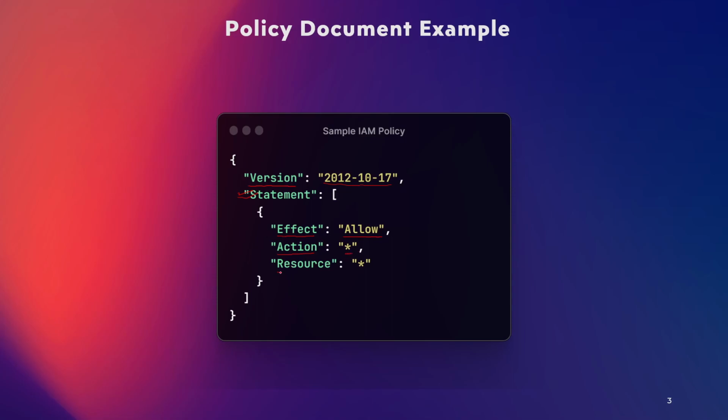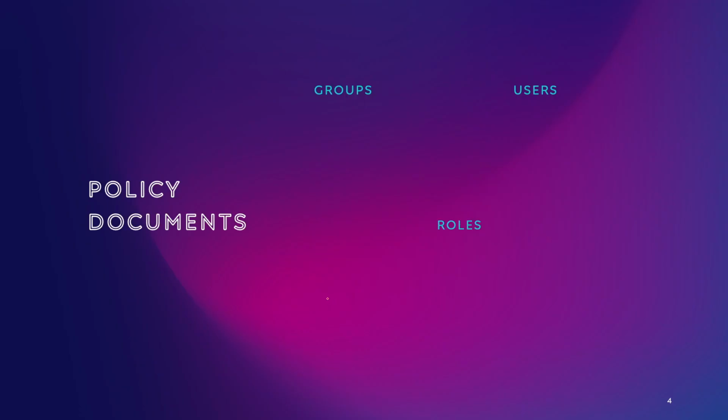Coming down, we have resource. Again, we have a star, which means everything or all, which means allow the user to perform any and all actions on any and all resources available on the AWS platform. So this is a very small IAM policy wherein we are providing admin access to a user or to a group. Now you have a basic understanding of what policies are and how we write a very basic policy.